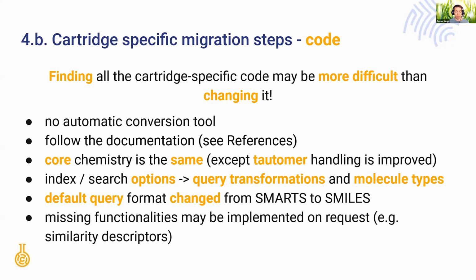The other point that I have to highlight is that you had index and search options before probably, and you don't have that in the new cartridges. It was redesigned, and we have query transformations and molecule types or subtypes. I will show some examples of how they have to be converted.